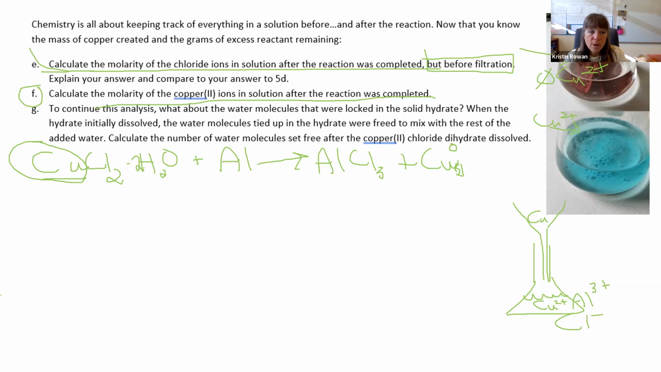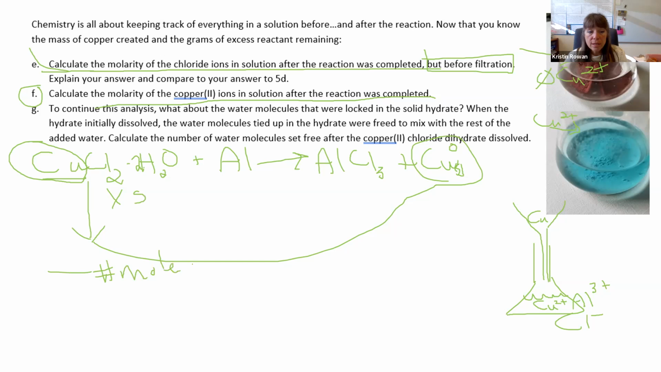That's because so much, and you have to figure this out, so much is going to be eaten up of that copper to create this stuff over here. So if it turns out that this guy is in excess, you would have to subtract the number of moles that were eaten up or reacted with by the number of moles of aluminum.